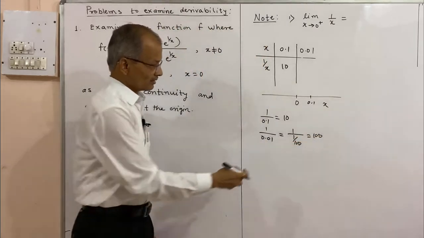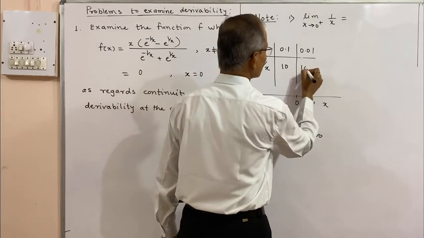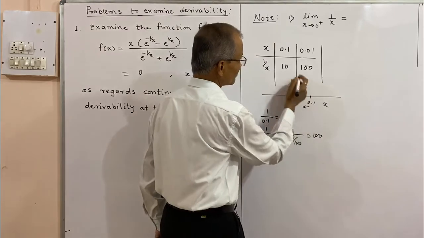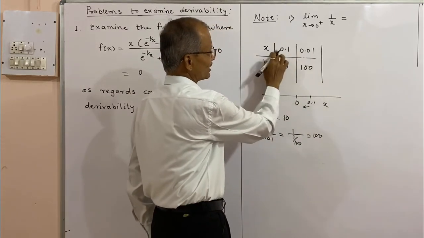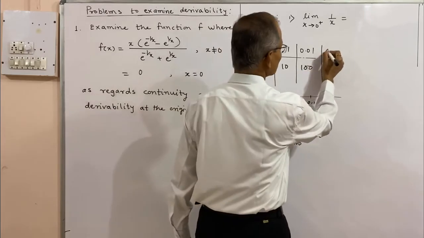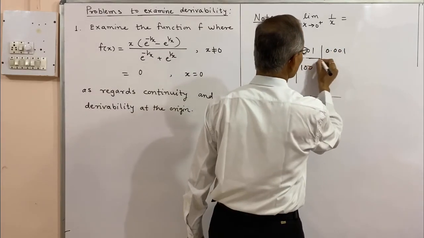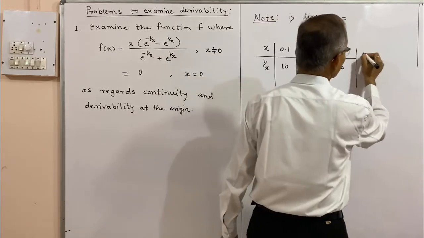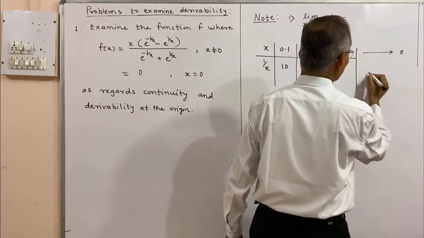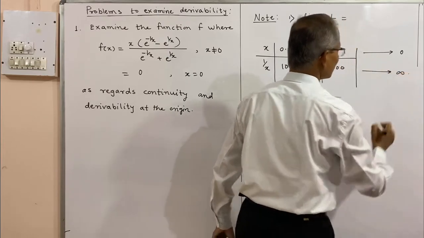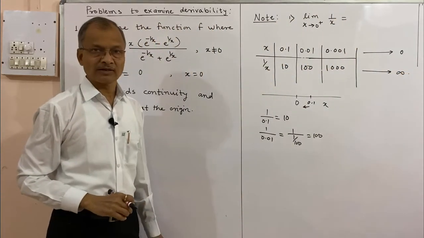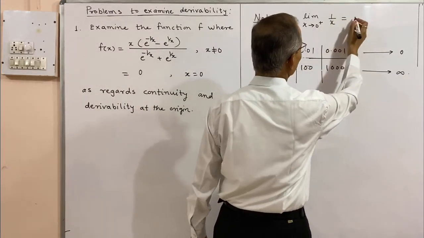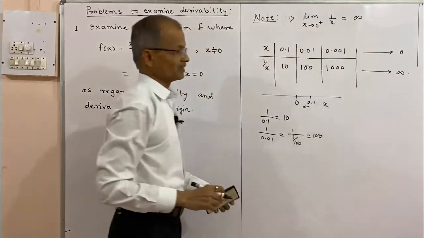Reciprocal is the number 100, and that means x is approaching closer and closer to 0. So this is closer than the earlier number. Again, if we consider 0.001, then it will be 1000. And as you see, as x approaches 0, this becomes bigger and bigger, it tends to infinity, and thus the limit of 1 by x as x tends to 0 from the right is positive infinity.